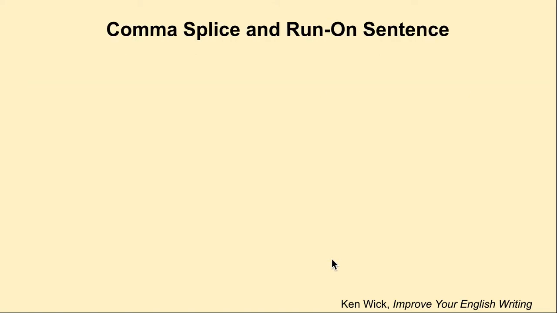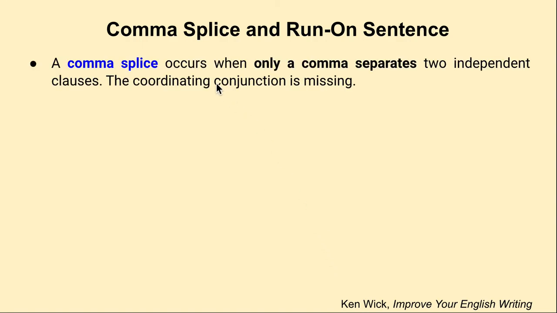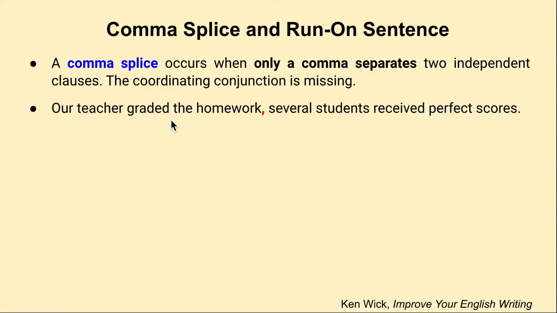So let's move on to a comma splice and a run-on sentence. A comma splice occurs when only a comma separates two independent clauses. The coordinating conjunction is missing. So here's an example of a comma splice. Our teacher graded the homework, comma, several students received perfect scores. You really are missing an "and" here.